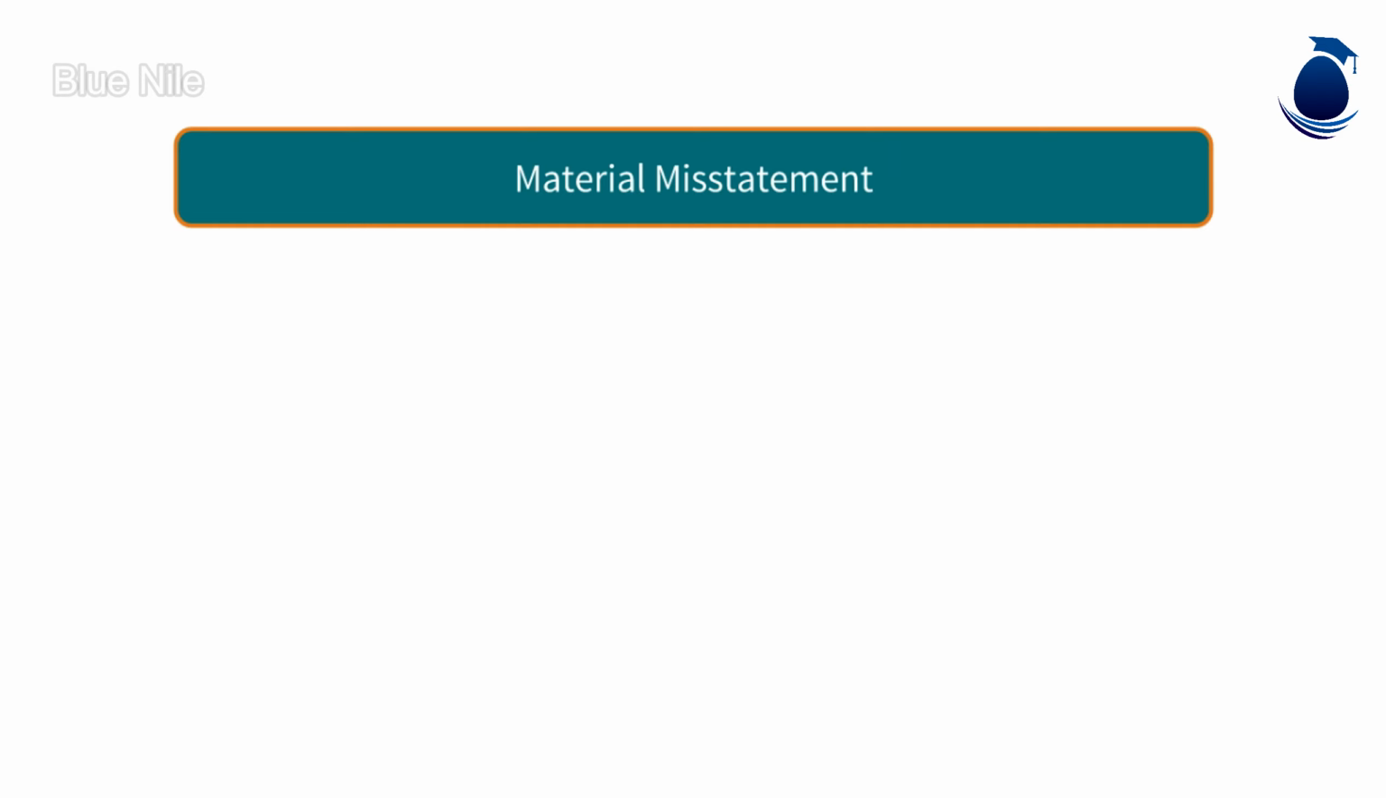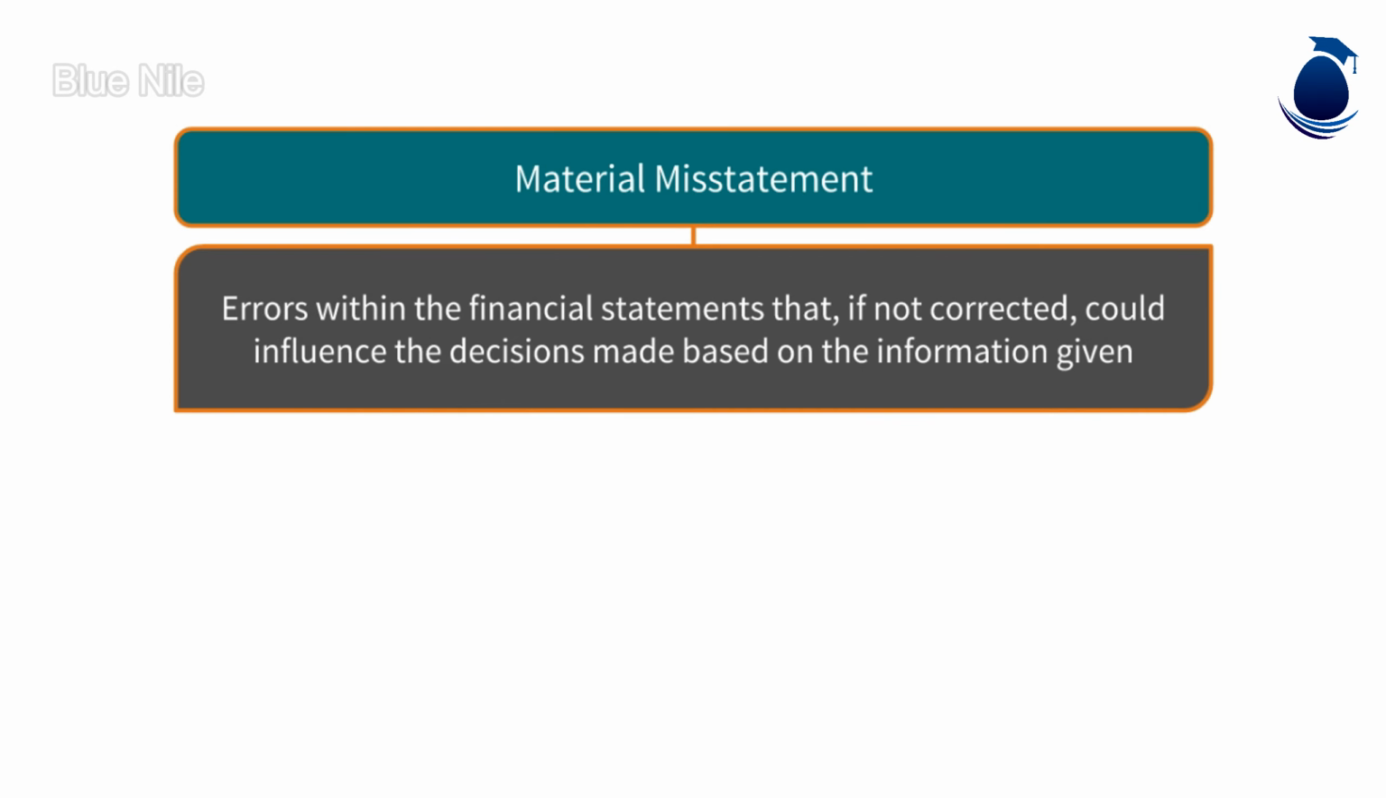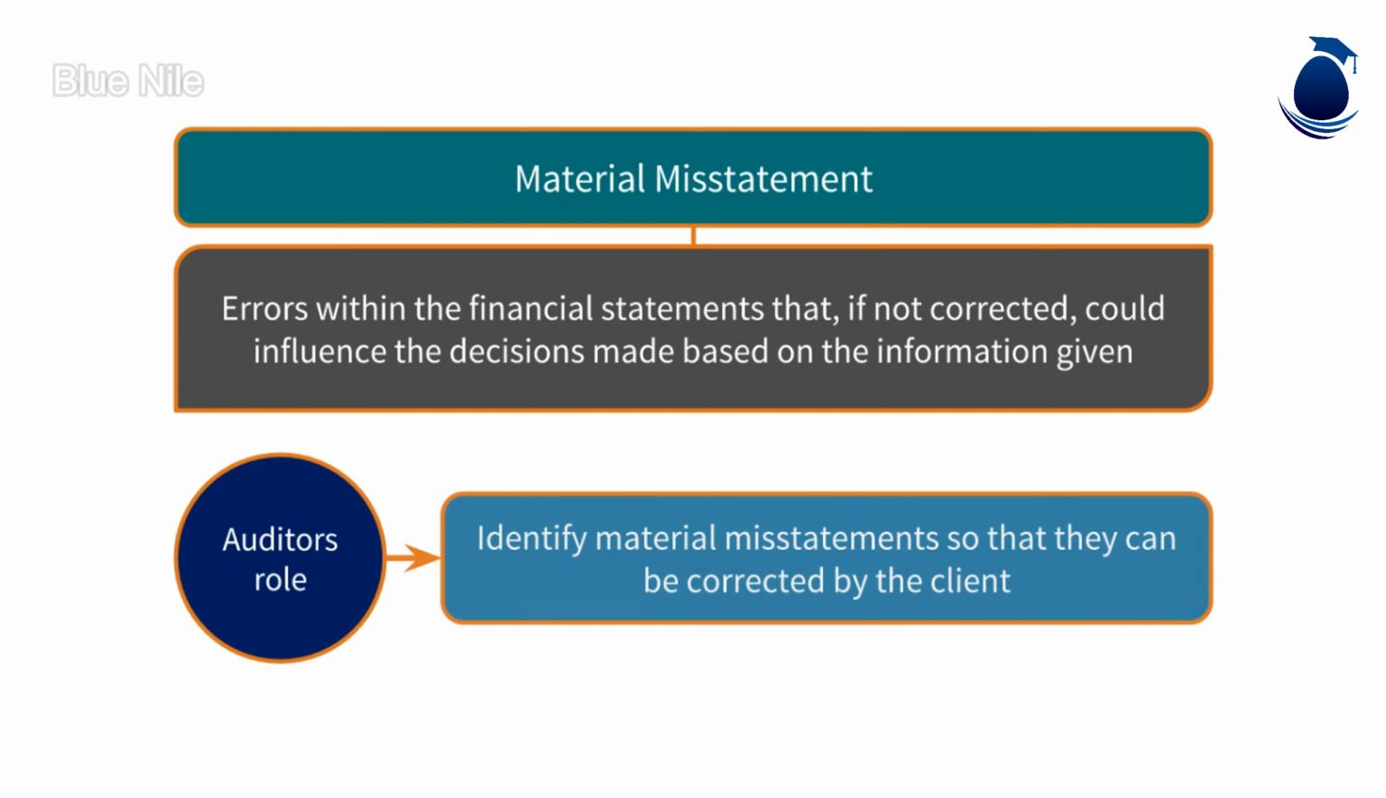Material misstatements are errors within the financial statements that, if not corrected, could influence the decisions made on the information given. It is the auditor's role to identify any material misstatements within the financial statements so that they can be corrected by the client before the accounts are published.